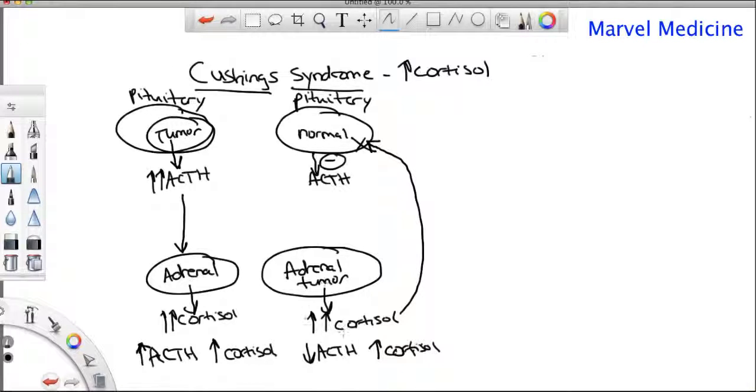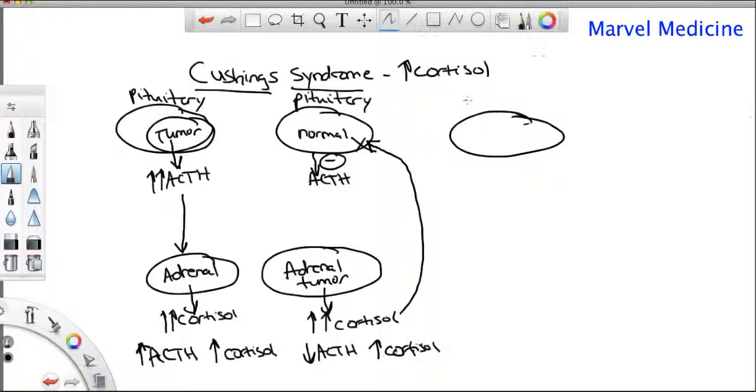But it's really simple. All you have to know is this negative feedback, and they expect you to know where the tumor is. Is it in the pituitary, or is it in the adrenal, just by this? So remember, high ACTH, high cortisol, pituitary tumor. Low ACTH, high cortisol, adrenal tumor. Okay, makes sense? Now, there's a third way we can get Cushing's syndrome. Okay, and this is the tricky part, and they love testing this stuff.